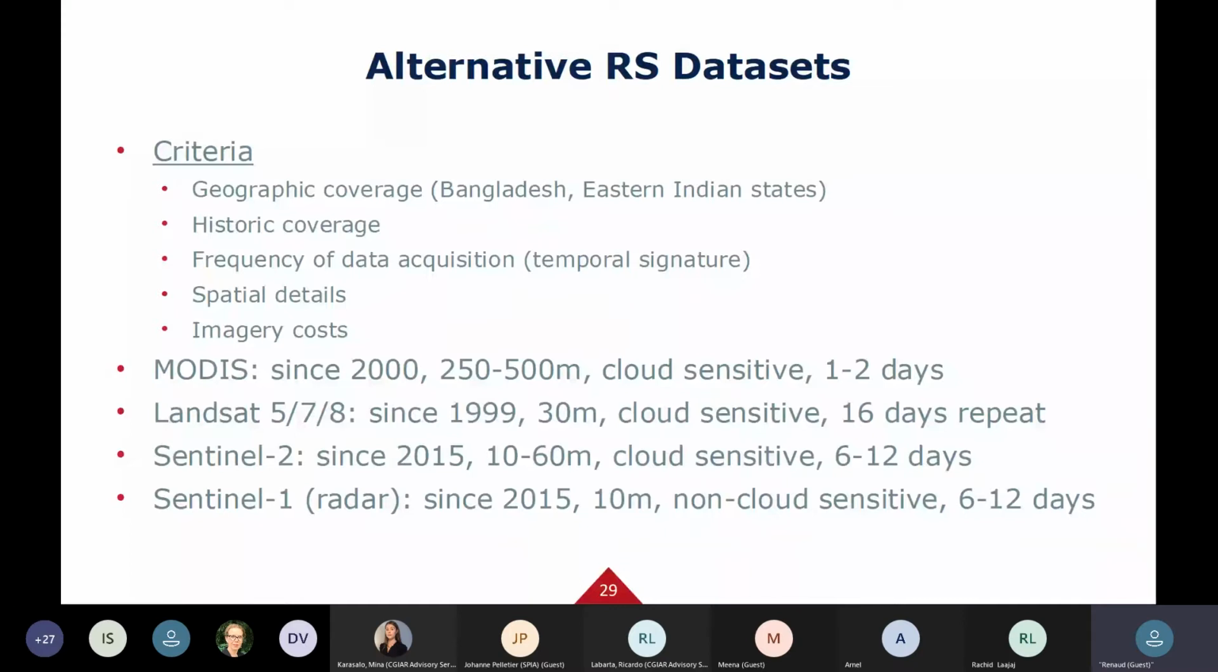MODIS, Landsat. Landsat is a potential contender since it's high resolution and available for a long time. But it's cloud sensitive. Its repetition is only every 16 days. If you compare that to 120 days of crop duration, and you have a few snapshots with clouds, that can seriously complicate the extraction of the rice. And then there are more recent tools like Sentinels, especially the radar, which is non-cloud sensitive, high resolution, high revisit, but the problem is that they are only available since 2015.